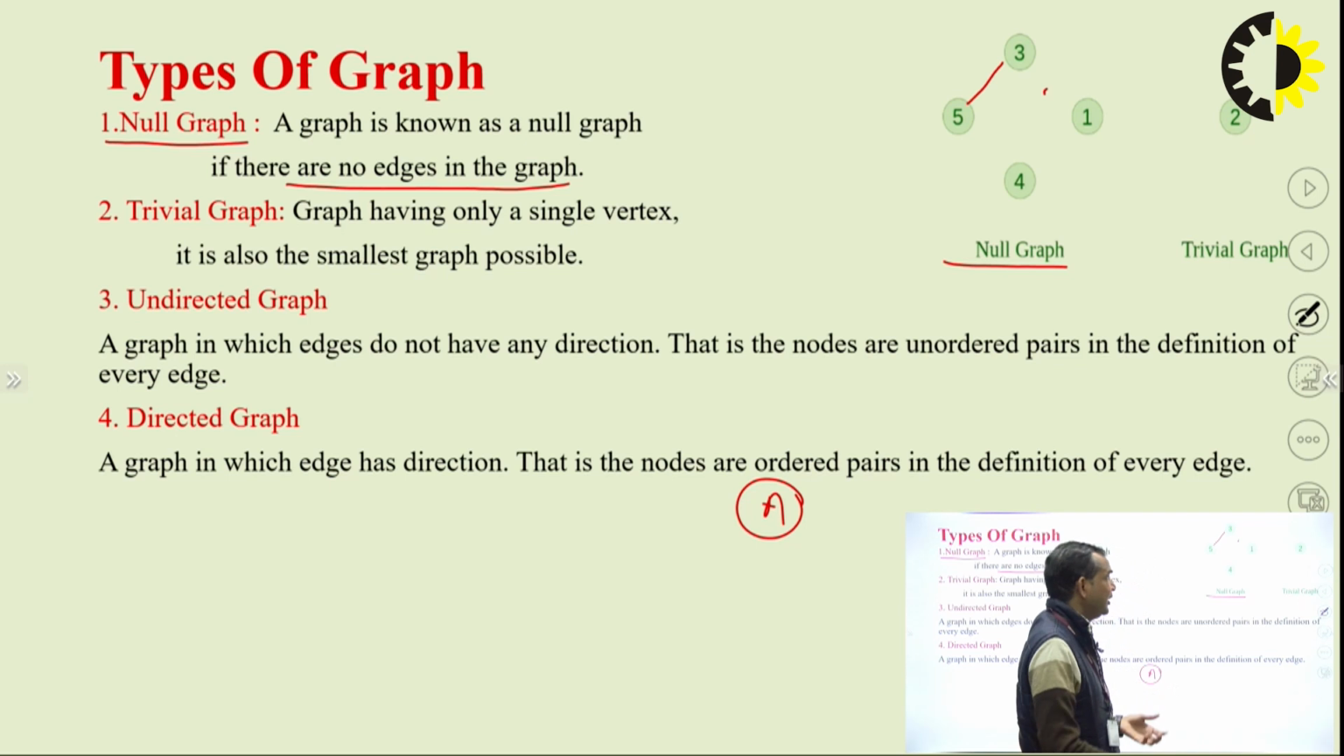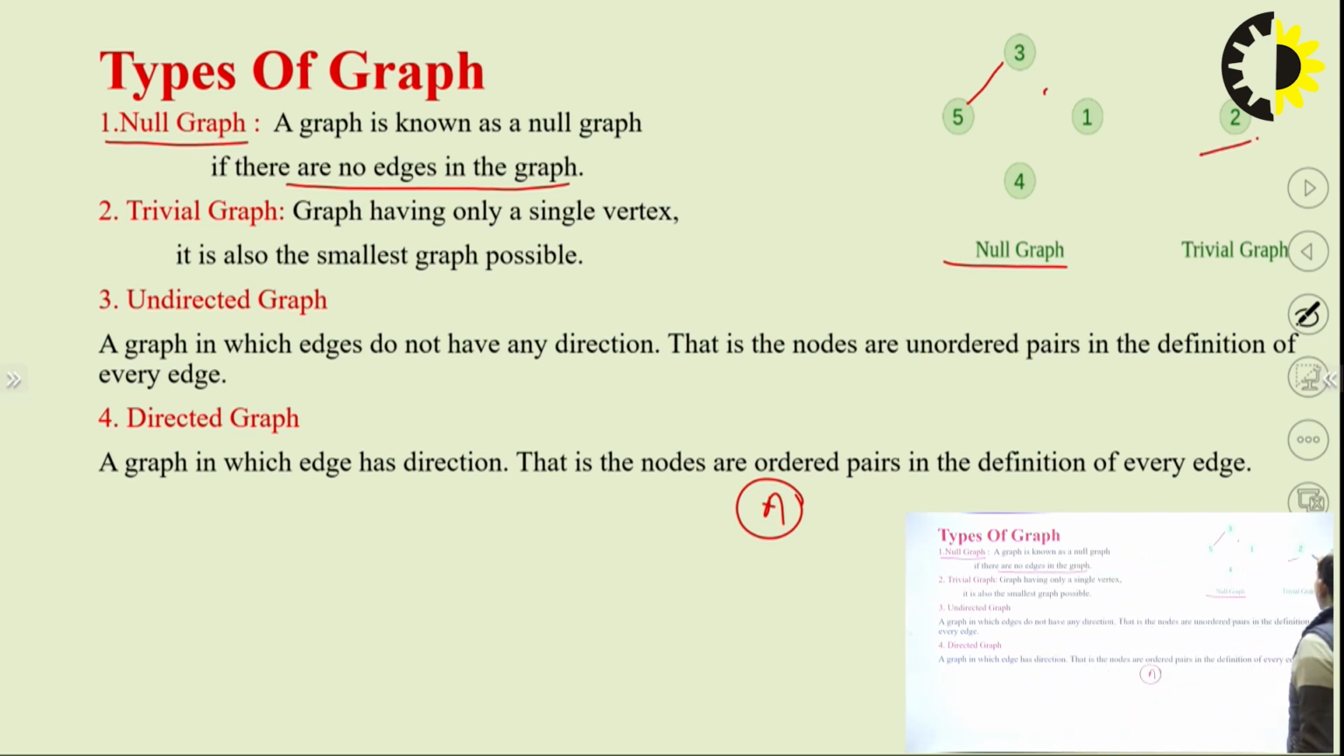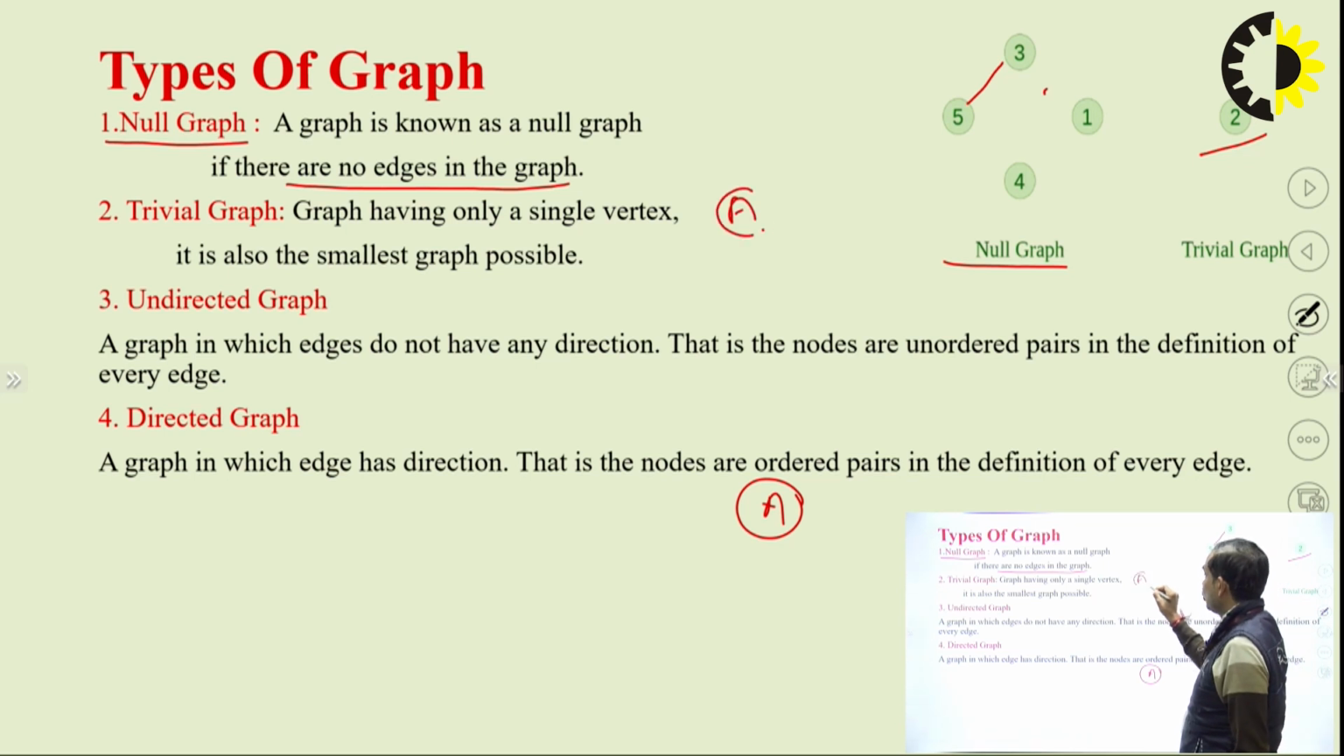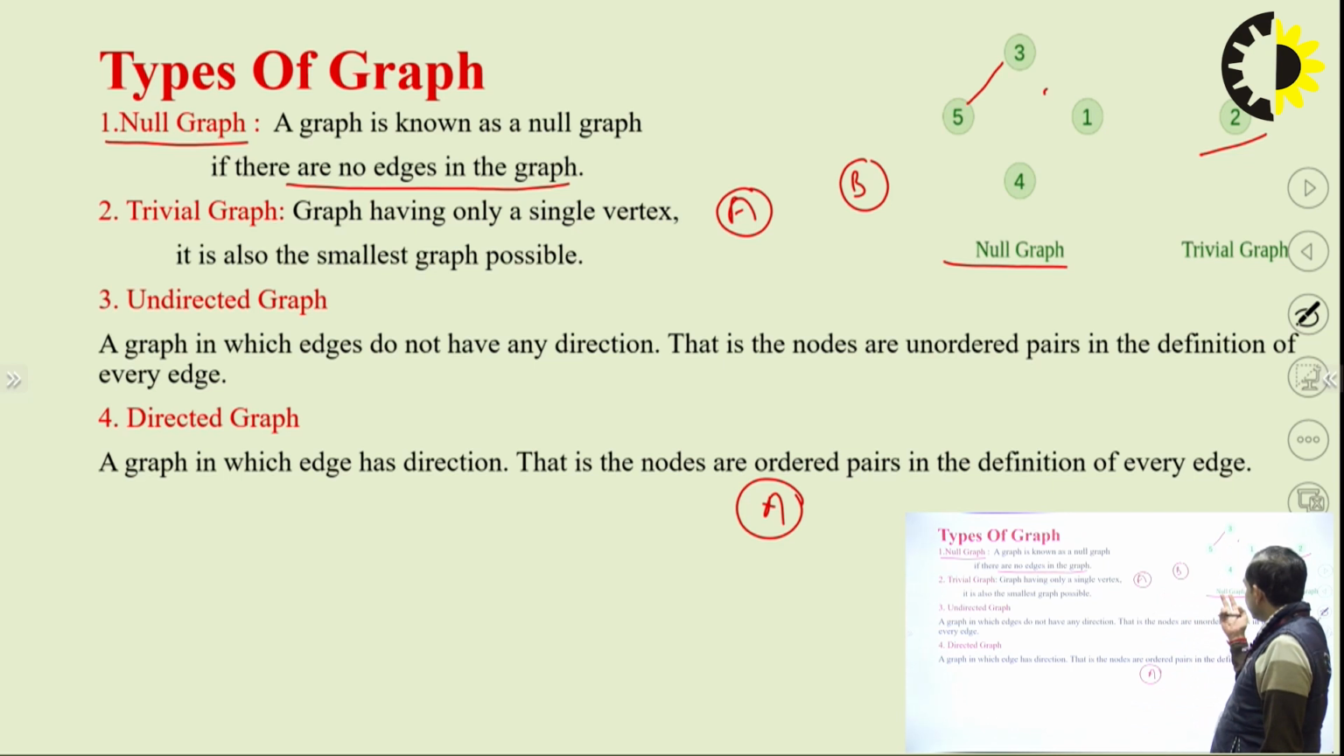Second one, if I am talking about only one node, and if we have more than one node, suppose I am taking two nodes, this is a graph, this is also a null graph. But when we are connecting these nodes, this is a graph. And which type of graph? There is a link from A to B and there is a link from B to A. So this is an undirected graph.